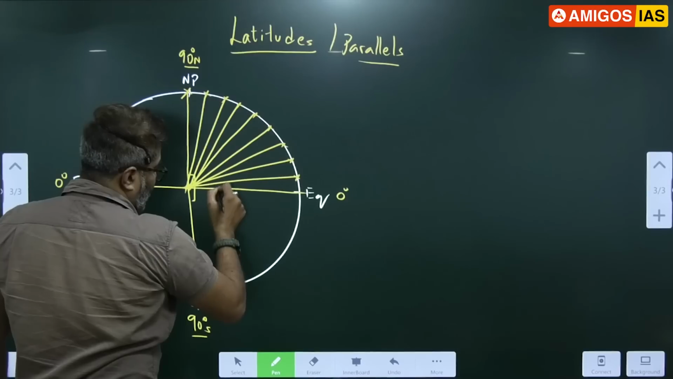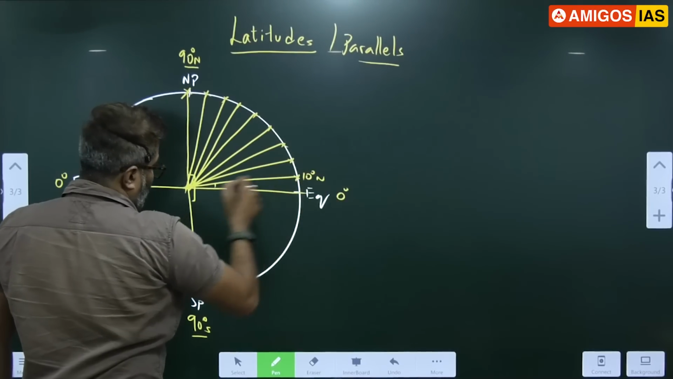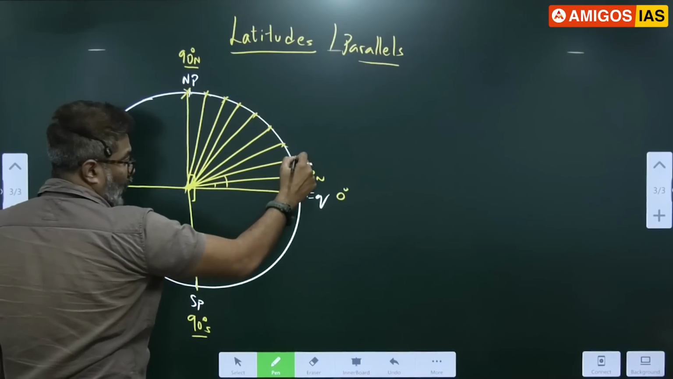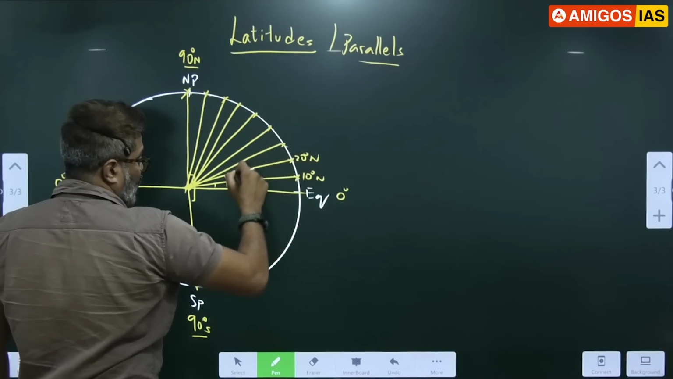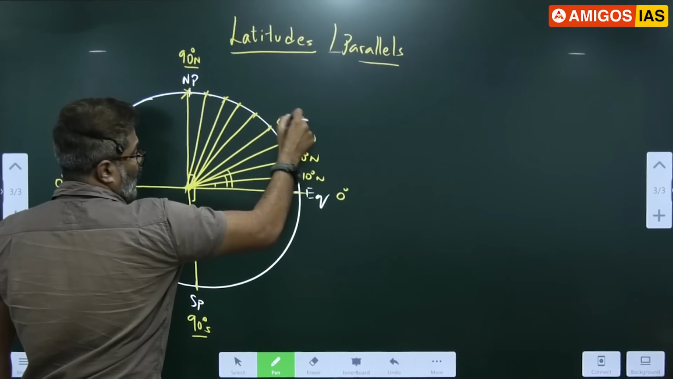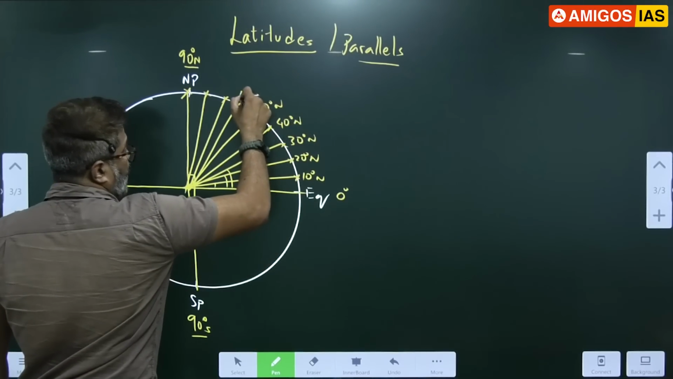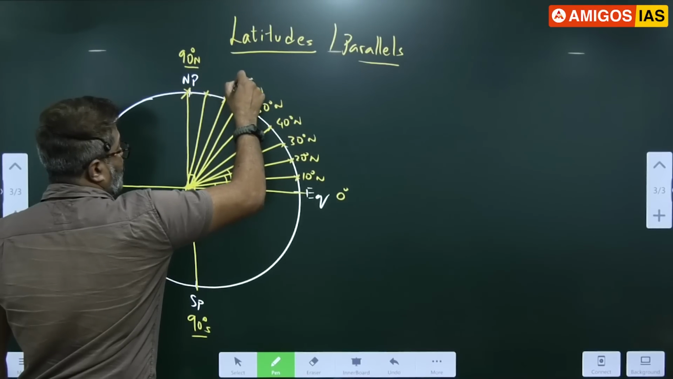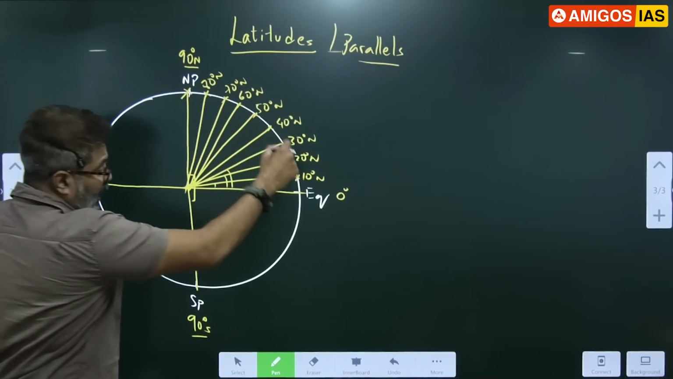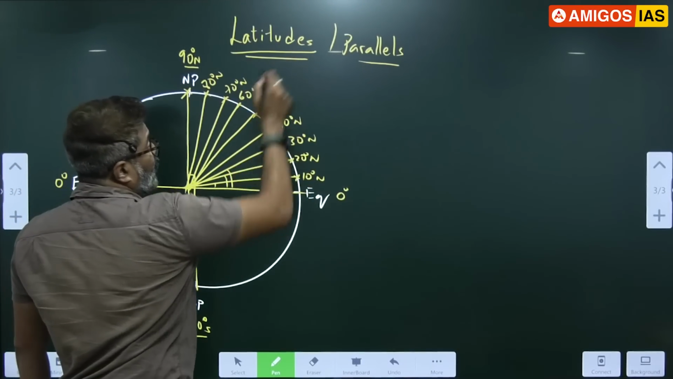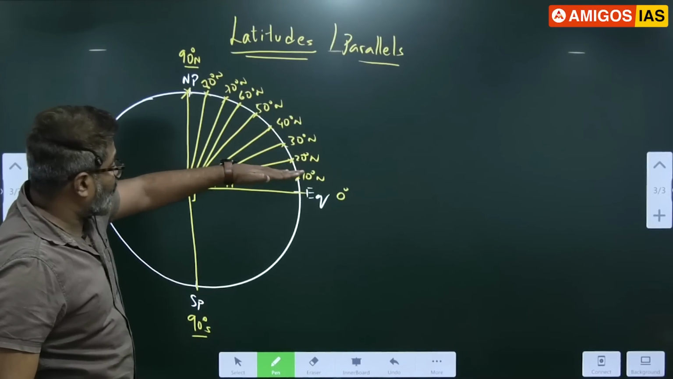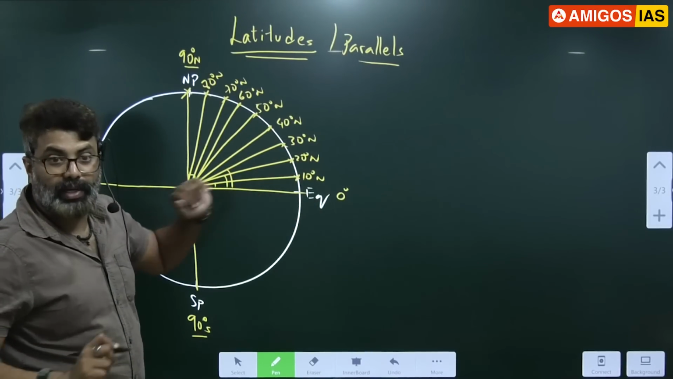Let's say I'll call this 10 degree, because it forms 10 degrees with the center and equator. This angle is 20 degree north. This angle 30 degree, 40 degree, 50, 60, 70, 80, 90. So that means each of these points are what? Latitudes. It is the angle formed by any place on earth with respect to the center and equator.